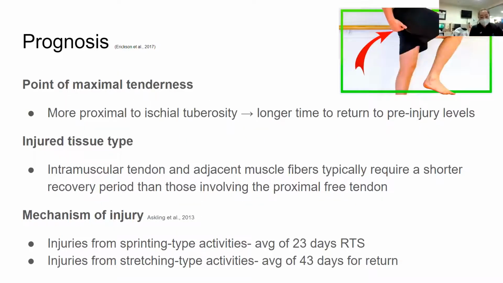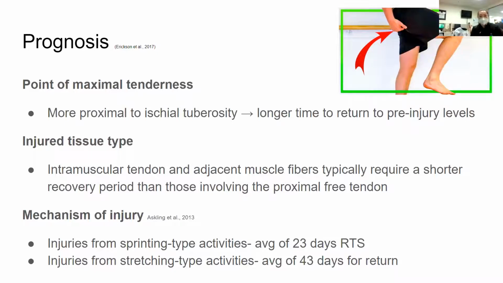Some other things to consider for prognosis, point of maximal tenderness. So this just means location of pain on palpation. So the more proximal their pain was to the ischial tuberosity, the longer time it took for them to return. Which kind of makes some sense if we think about tissue healing. If you're closer to the ischial tuberosity, you're more on tendon. So tendon can take 1 to 3 months for that full collagen maturation. So you're thinking along those timelines from tissue healing.